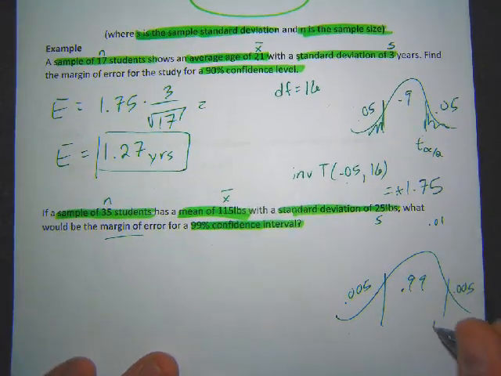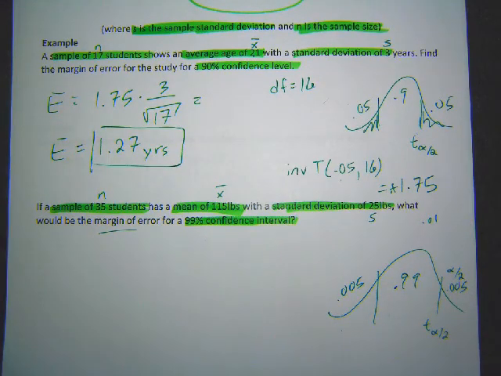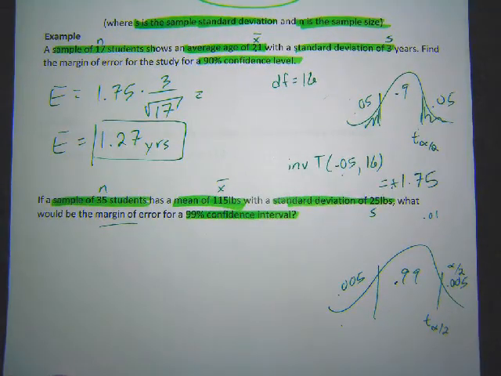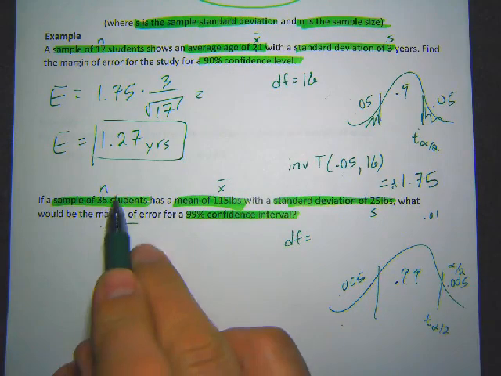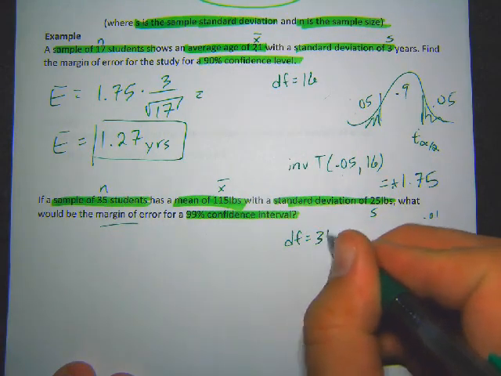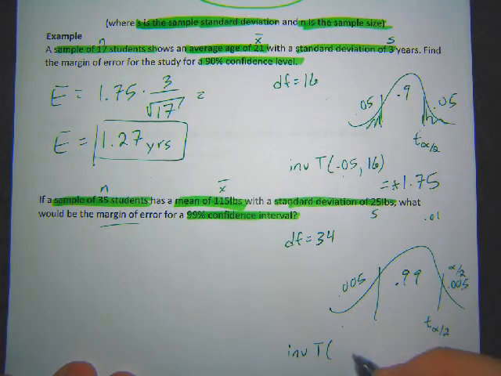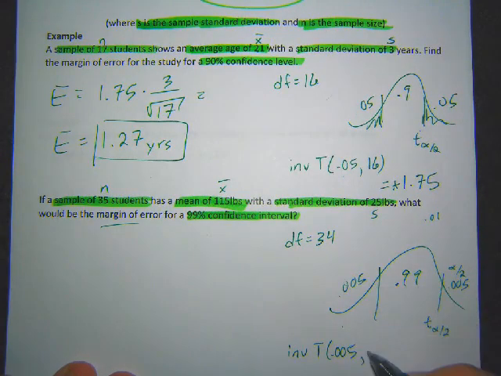Again, I'm looking for this t of alpha over 2. Alpha over 2 in this case is the 0.005, right? So we're looking for the t-score of 0.005. Now, to find t-scores, we also need to know the degrees of freedom. Hopefully you saw that degrees of freedom is 34, one less than 35. So we're going to do inverse t with that 0.005. Again, a bigger percentage in the middle means less down here in the ends, and the 34 degrees of freedom.